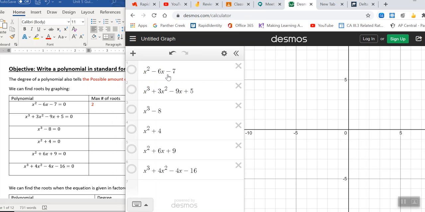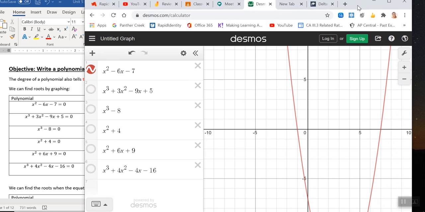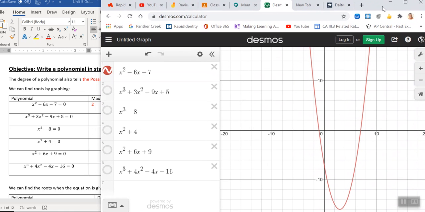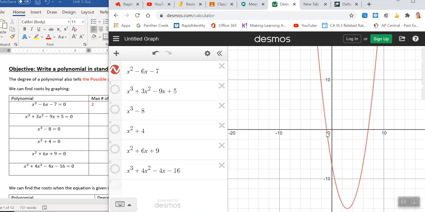I'm going to use Desmos, and I've already put the functions in so that we can see. I'm going to make that a little smaller. Okay, so we see that this has 2 solutions. It has a solution at -1, and a solution at 7. So -1 and +7 are the solutions. But it has 2, so that's what we want to look at.